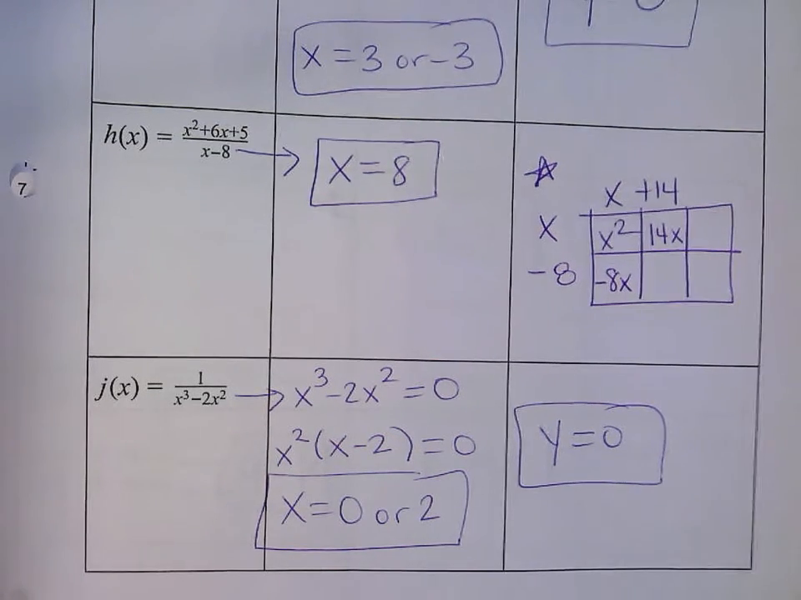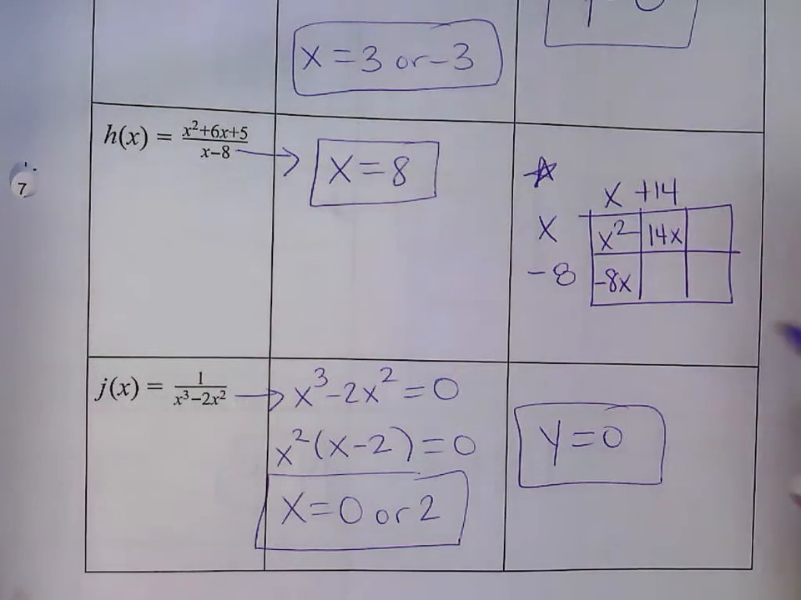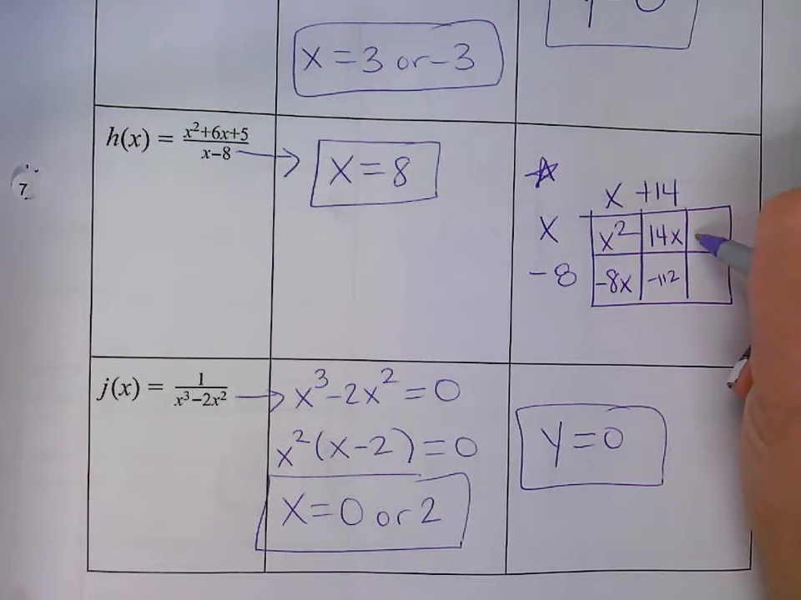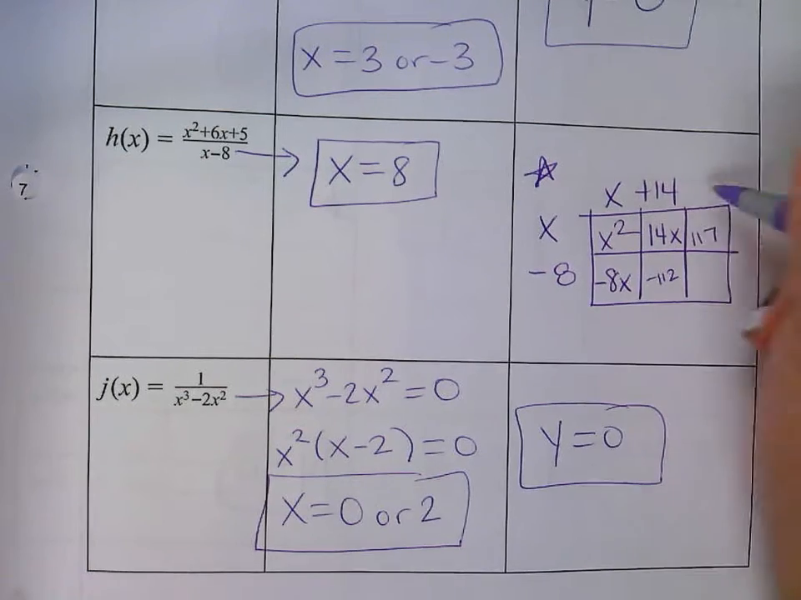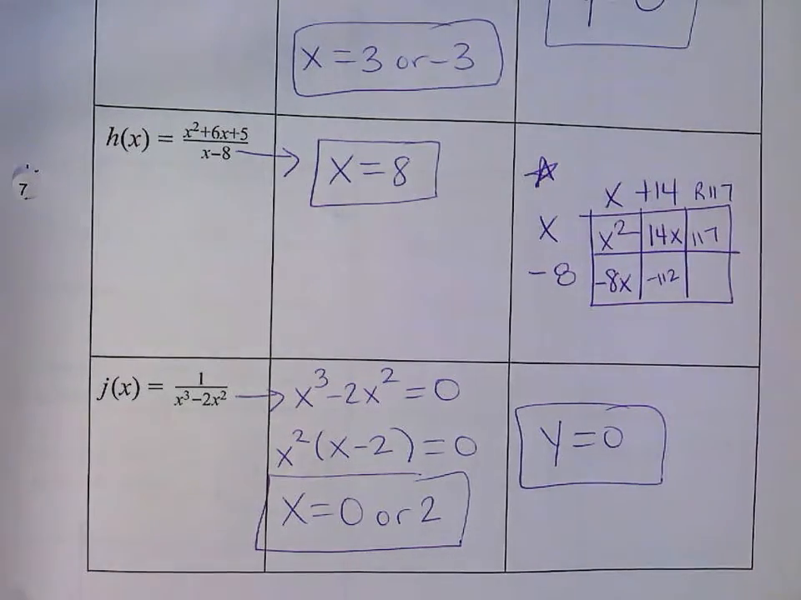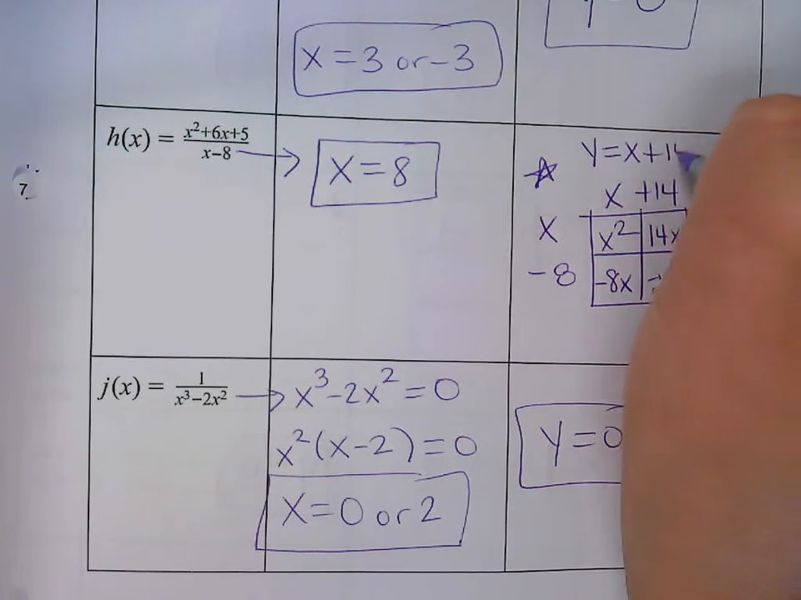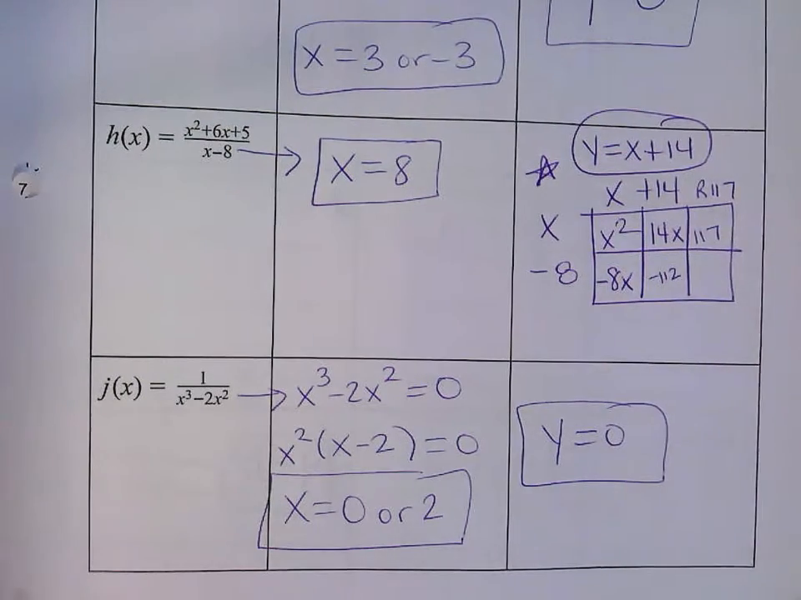And then if I want to find the remainder, I have to do 14 times negative 8 is negative 112. And I'm trying to get to positive 5, so I need a remainder of 117. Is that what you got? It doesn't matter. As long as you got y equals x plus 14, you have the asymptote correct.